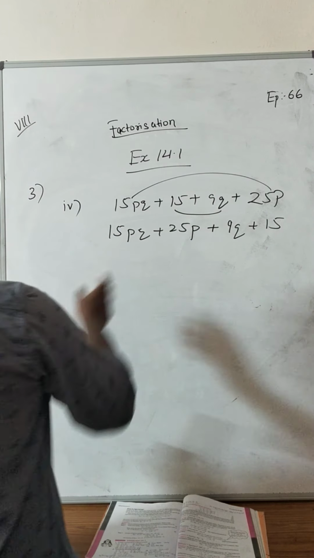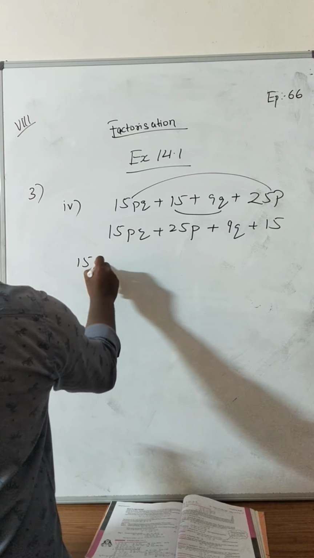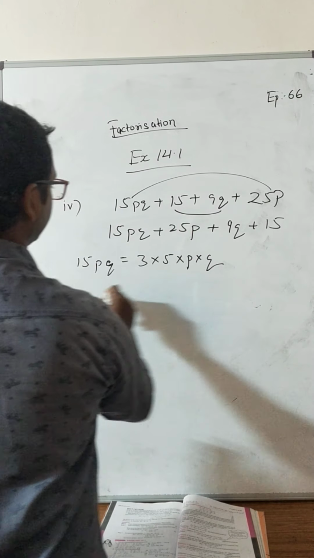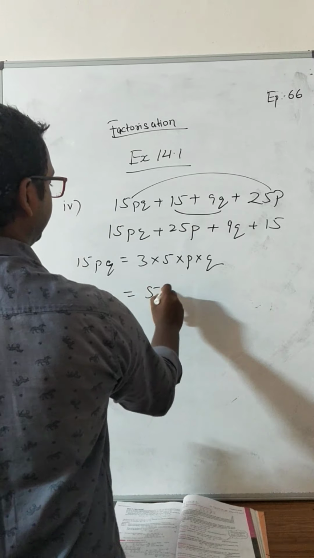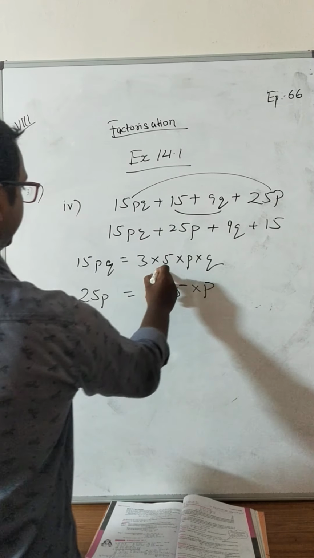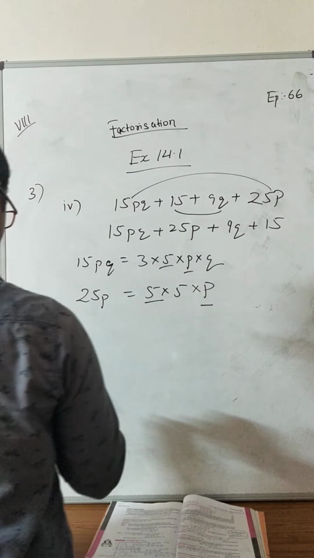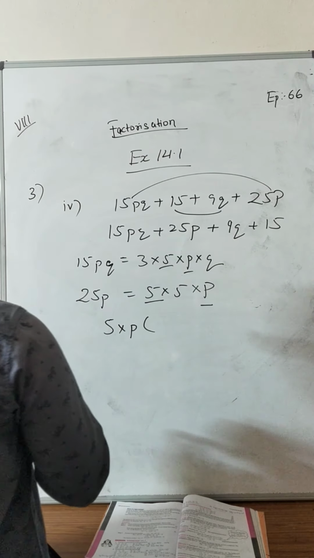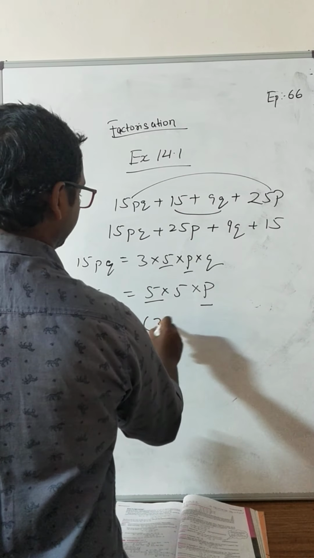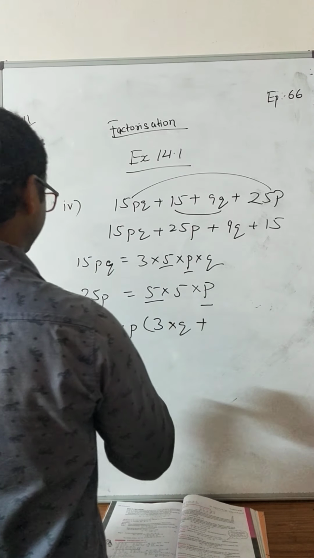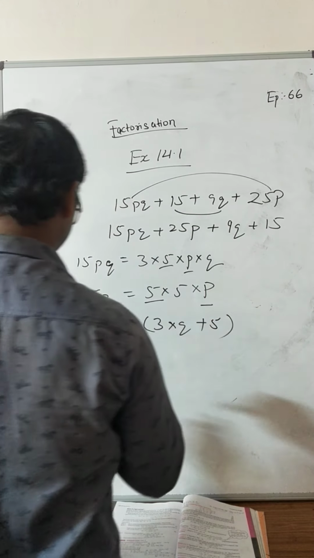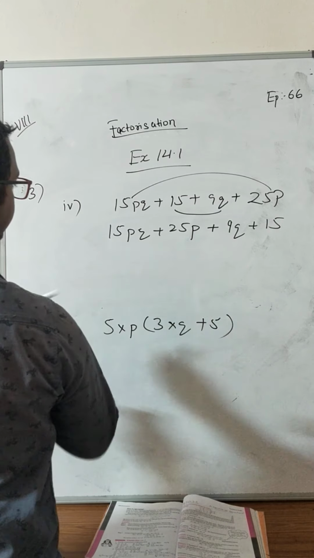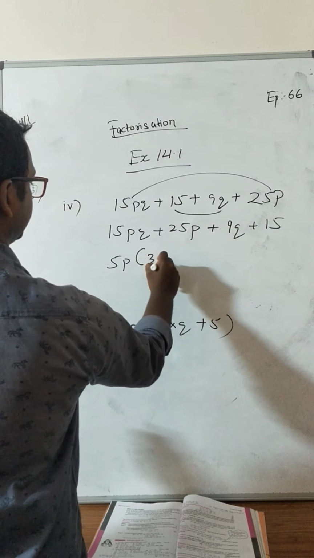Now here, 15pq is nothing but 3 into 5 into p into q. 25p is nothing but 5 into 5 into p. So from this I can take 5 as common and p as common. Okay, 5p as common. When I remove 5 and p, we will be left with 3 into q here, and here I will be left with 5. So the answer that we get when we take common from here is 5p into (3q plus 5).